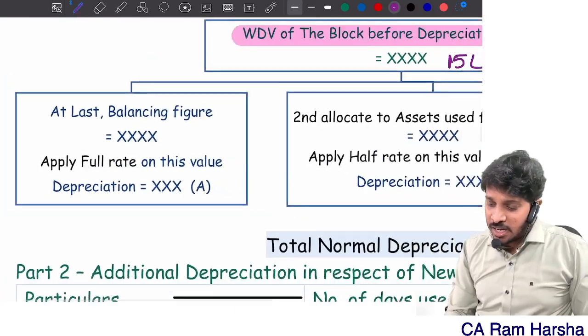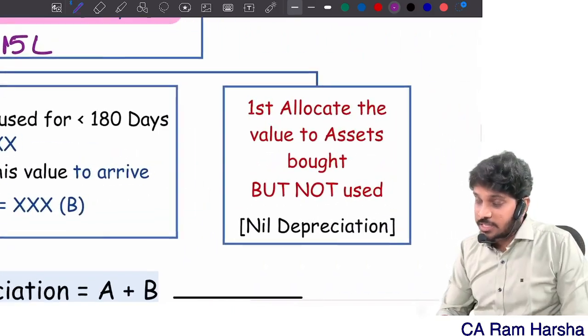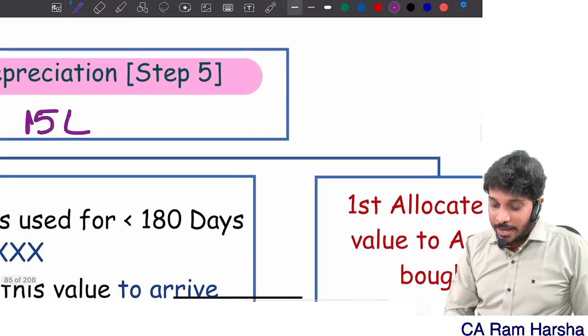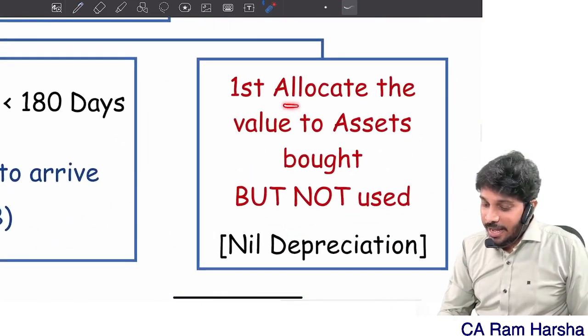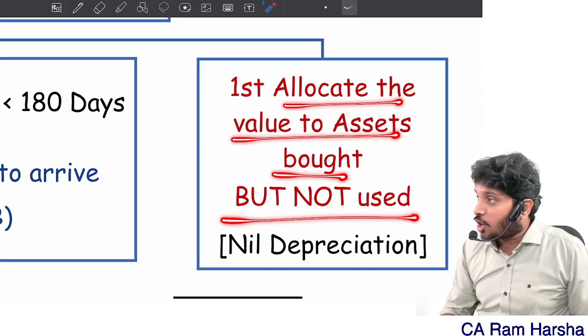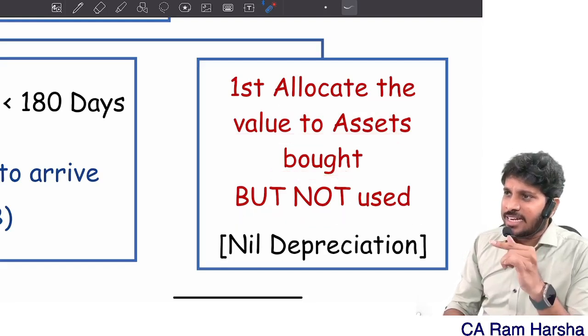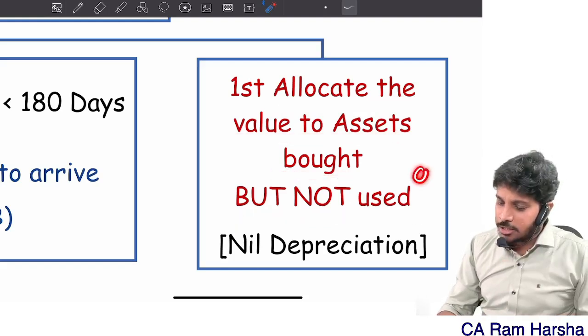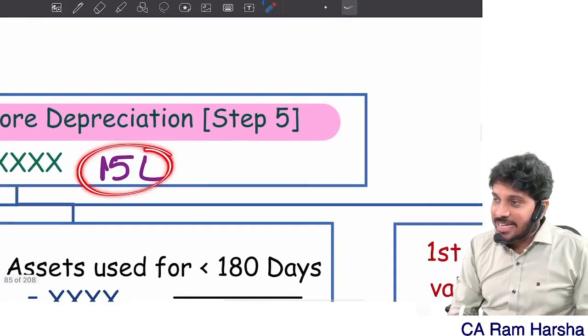It says at last, this is second. Okay, this is first. First, the 15 lakhs value is there, right? Allocate the value to assets bought but not used. Is there any asset purchased in the current year but not used? Is there any such? Zero. Which means the value of 15 lakhs is still there.